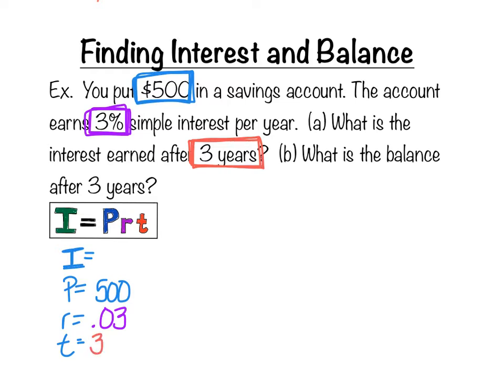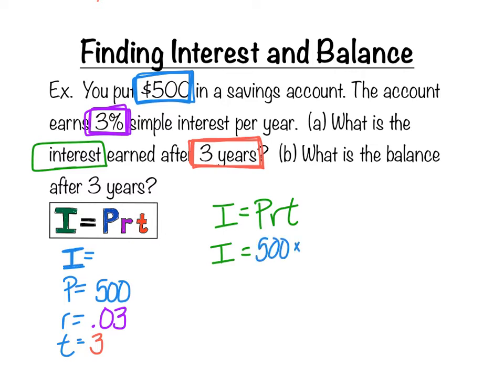So my interest formula says I equals PRT, I equals P times R times T, and I'm just going to plug in the numbers they're given to me. I don't know what I is. That's what it says. It says find the interest, right? So I equals P, which is 500, times R, which is 0.03, times T, which is 3. And if you multiply 500 times 0.03 times 3, you get $45. So we have now answered part A in this problem, which said, what is the interest earned after 3 years?